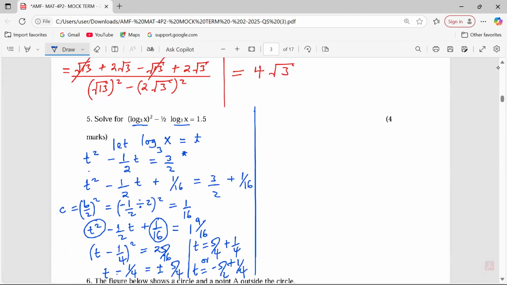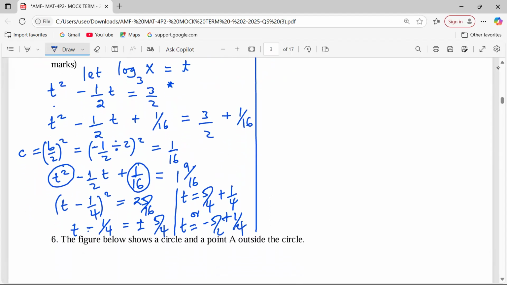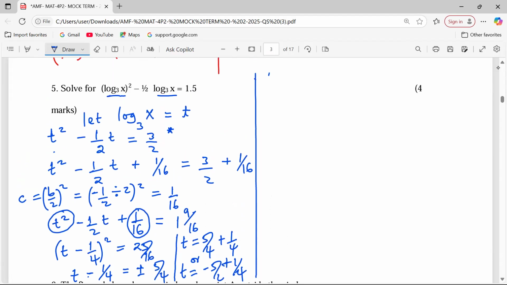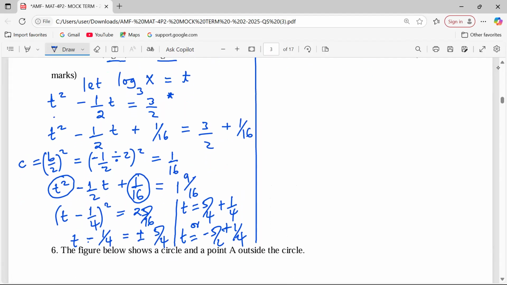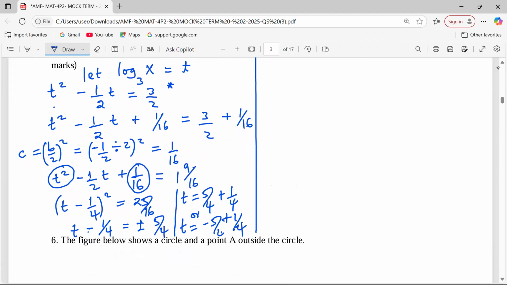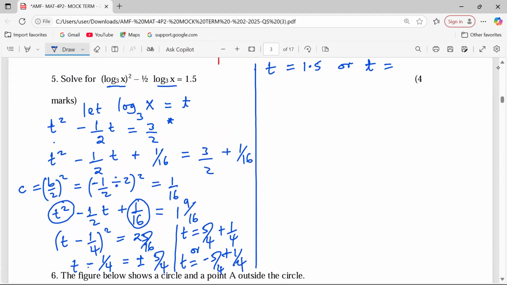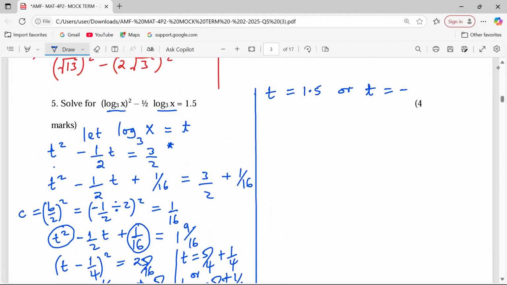Yeah, plus a quarter that way. So from the first option, I'll be having 6 over 4, and that will give me 1.5. So the value of t equals 1.5, or t equals the second option, negative 4 over 4, which is negative 1. So we have two possible values of t.